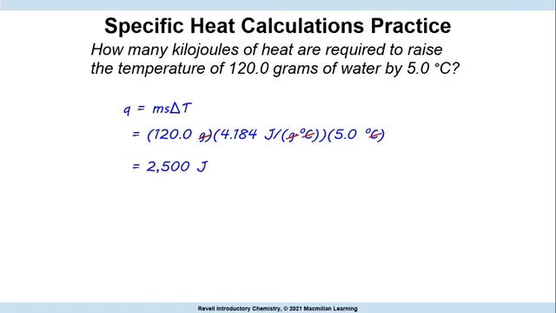Now, how do you convert from joules to kilojoules? I presume you still remember what we did in the earlier chapters. So you are going to divide by 1,000, so that gives you 2.5 kilojoules of heat that are required to raise the temperature of 120.0 grams of water by 5 degrees Celsius.